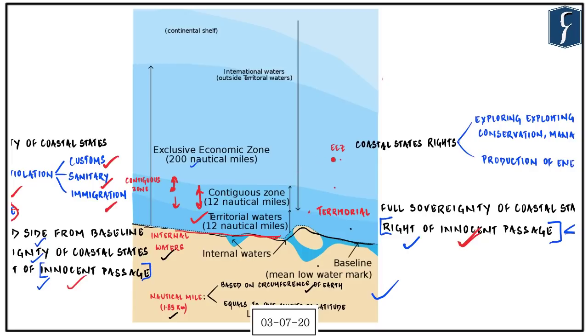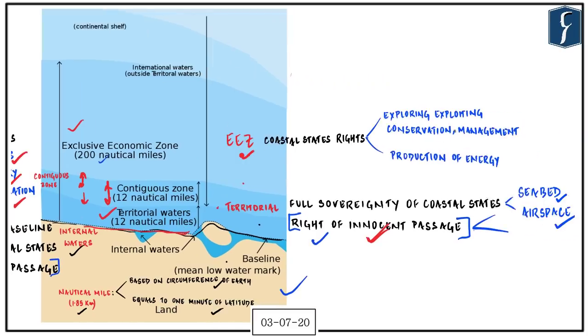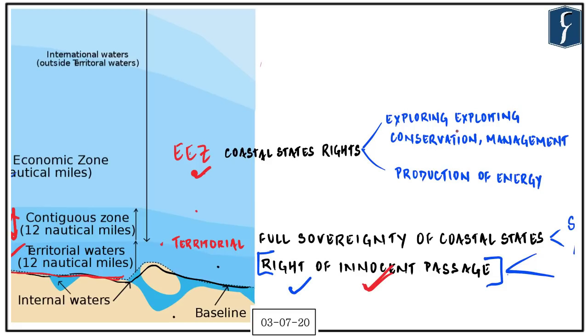And finally comes the exclusive economic zone or EEZ, which stretches up to 200 nautical miles from the coastline. Within the exclusive economic zone, a coastal state has sovereign rights for the purpose of exploration, exploitation, as well as conservation and management of natural resources. At the same time, it also has the rights to carry out activities for production of energy from water and wind. So EEZ mainly concerns the economic aspect of sovereignty.